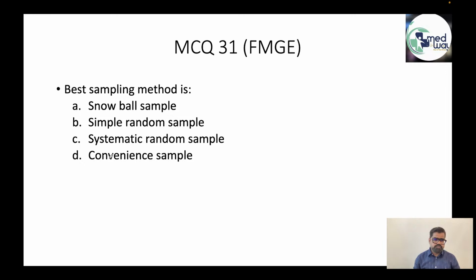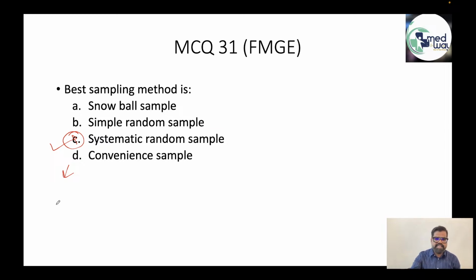Okay. Best sampling method: snowball sampling, simple random, systematic, convenience. So my answer here is systematic random sampling. Convenience sampling is not important. It's a biased sampling based on your convenience. In systematic random sampling, you're doing randomization, along with following a pattern. And snowball sampling is just that I have selected you, you select your known ones, they select theirs, so gradually the ball becomes bigger and bigger, so that is called snowball sampling.